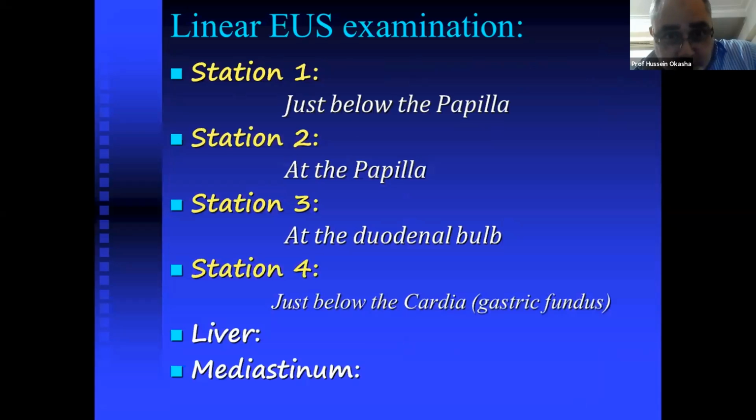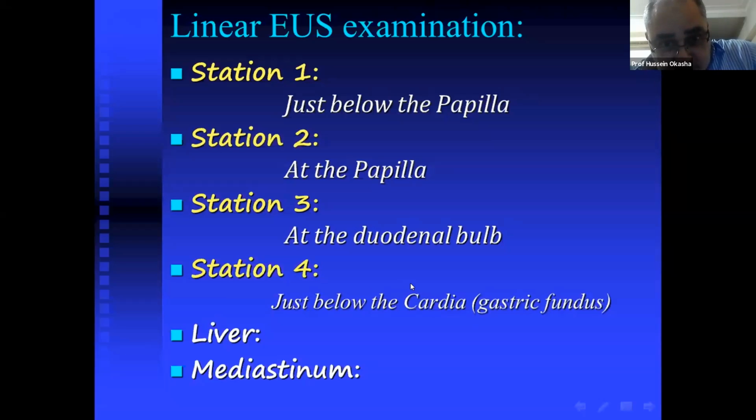Actually, there are 4 stations during pancreatico-biliary examination by linear EUS. Station 1 is just below the papilla. Station 2 is at the level of the papilla. Station 3 is at the duodenal bulb. Station 4 is just below the cardia, gastric fundus, and actually body and antrum. So examination of the whole stomach is station 4, and it is a very important station.